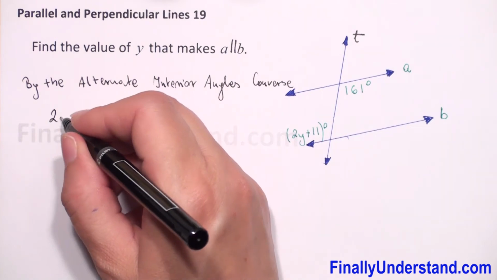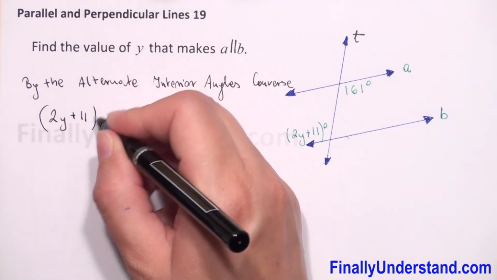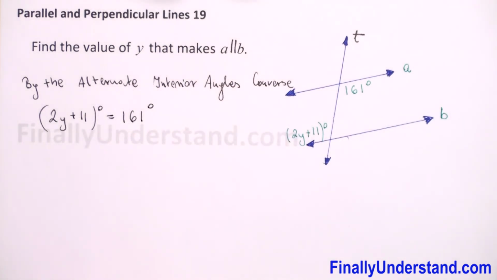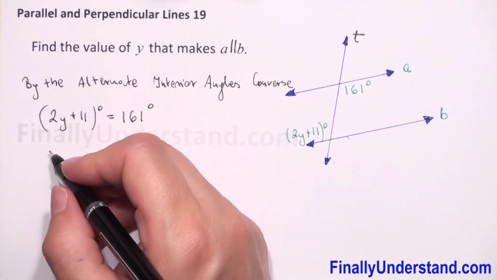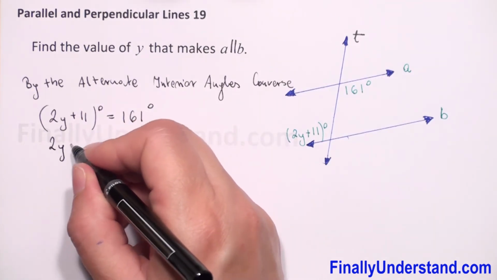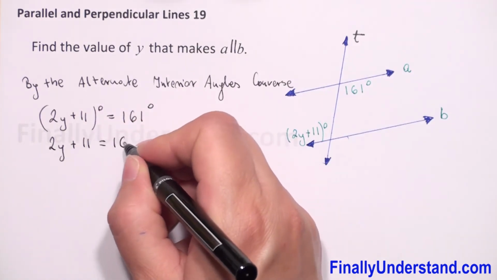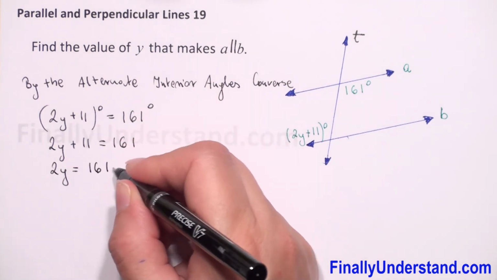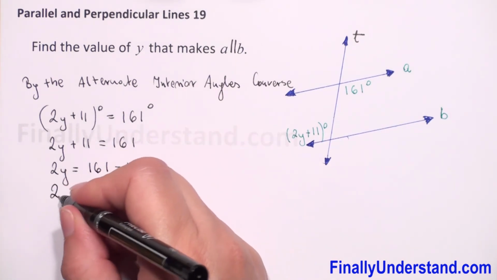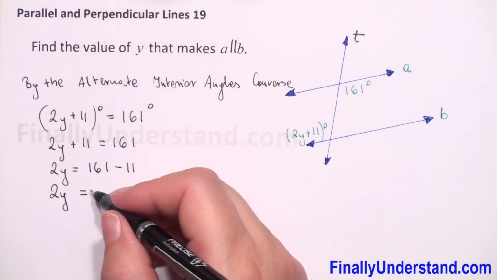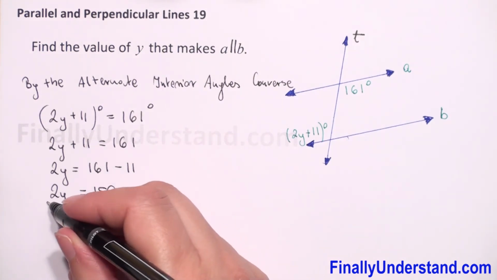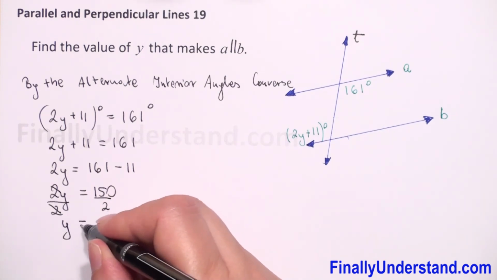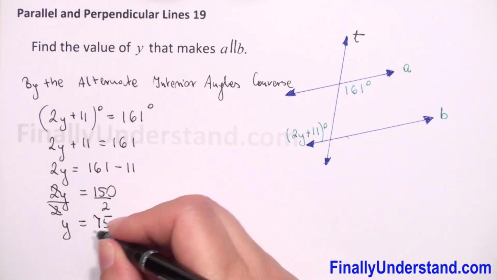So we have 2y plus 11 degrees is equal to 161 degrees. Now let's forget about degrees. So we have that 2y plus 11 is equal to 161. So 2y is equal to 161 minus 11. So we have 2y is equal to 150. Now we will divide both sides by 2. 2 and 2 will reduce, and we have that y is equal to 75.